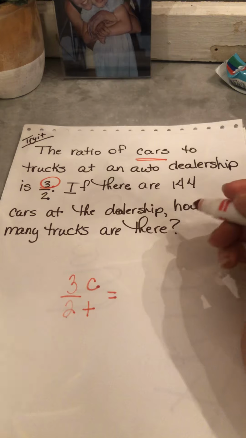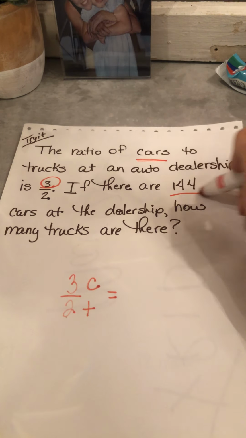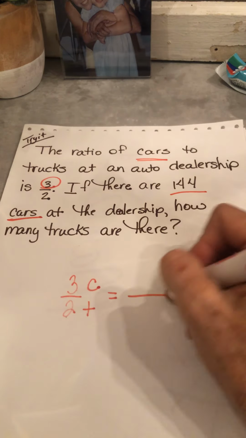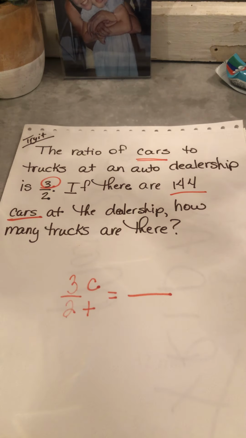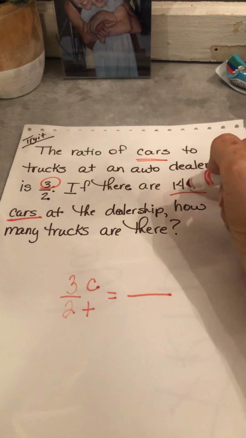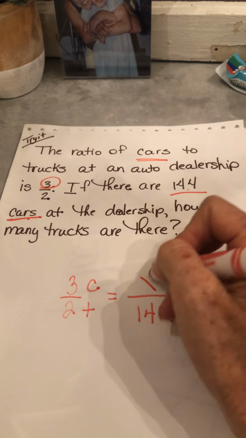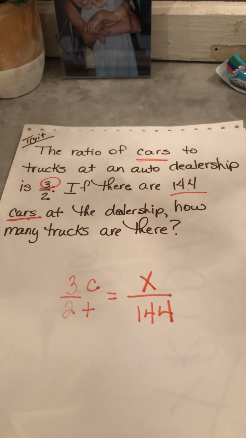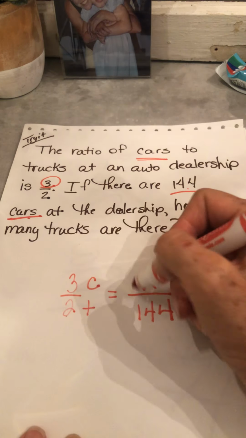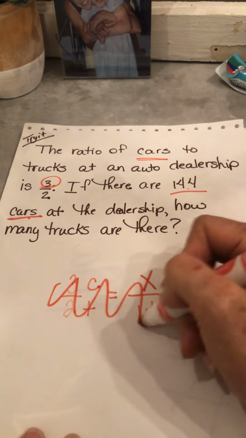That just kind of helps me because look at this, 144 cars. I know a number's going to go on top and a number's going to go on the bottom, or an X. We see 144 cars, so that's going to go on the bottom. This is my unknown. We're going to find out how many trucks. Oh, I did that one wrong. I'm sorry, I'm looking through my phone.